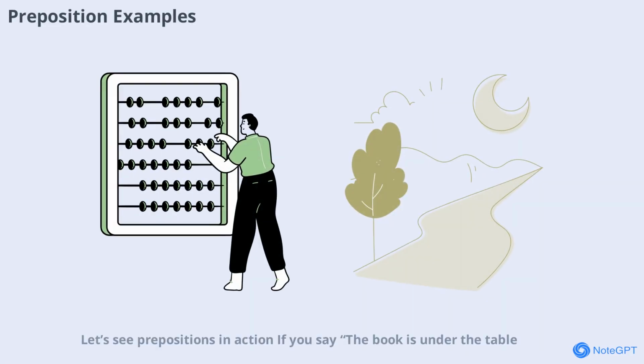Let's see prepositions in action. If you say, "The book is under the table," under tells us the book's location, or "We meet at noon," where at indicates time. Prepositions are small but powerful words that help your sentences make sense by connecting ideas clearly.